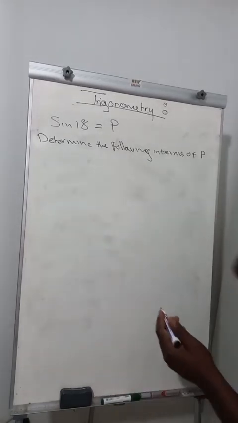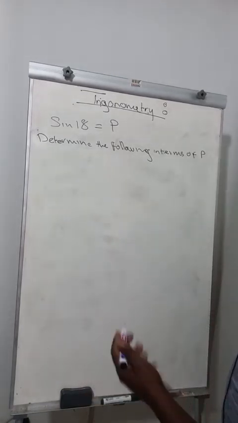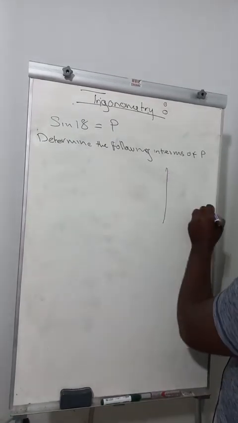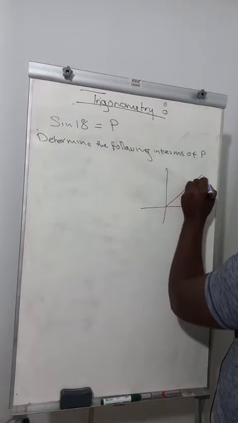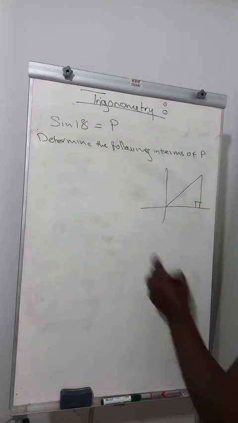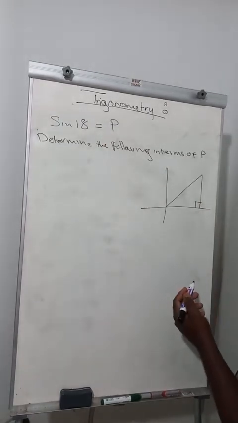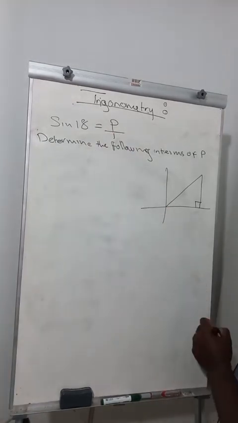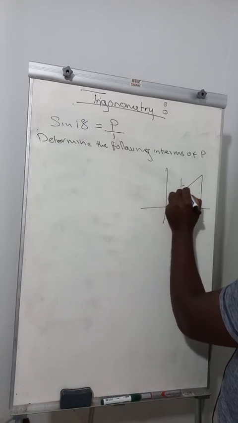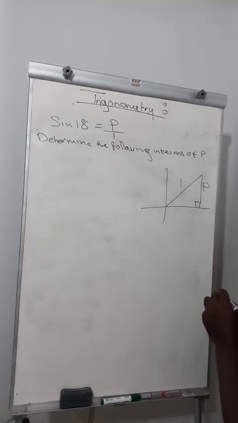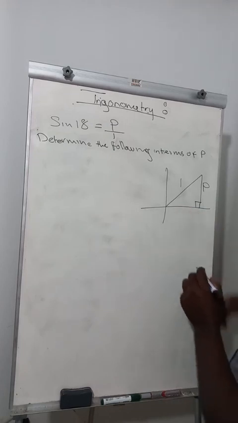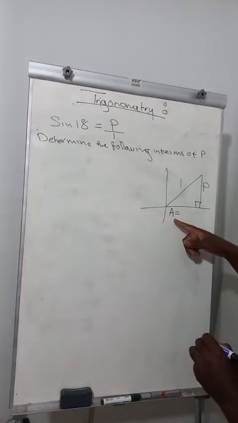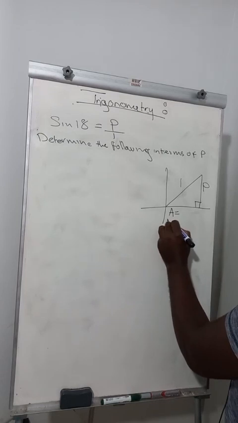So let me try to draw a diagram for this. Because here they did not give you a restriction, we can just draw the diagram in the first quadrant. Now it's saying sine 18 is equals to p, so this automatically means that p is over 1. So here you'll write a 1, and here you'll write a p. And then for you to determine this side here, let me say this is the adjacent. I'll just write A. A is representing adjacent.